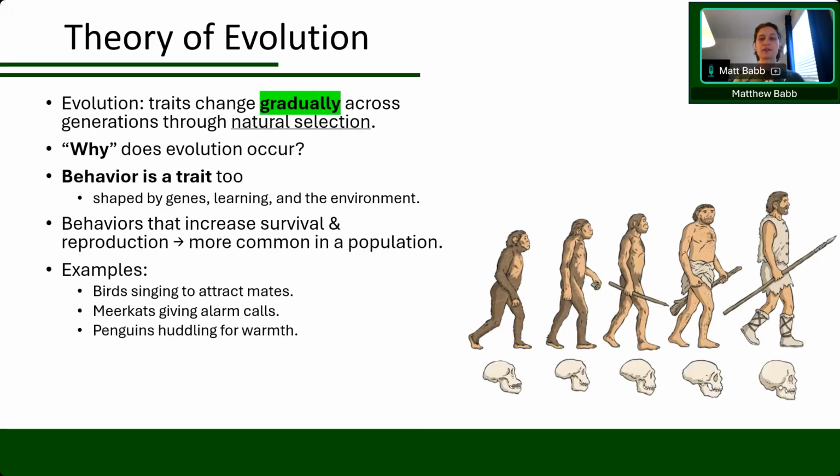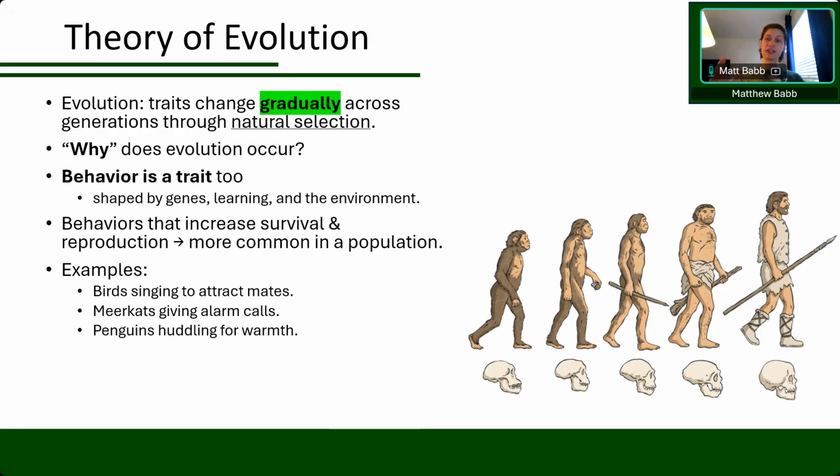Okay, now that we've had some practice, let's move forward to evolution, which is the big foundation for studying animal behavior. Evolution is the gradual change of traits across generations as a result of natural selection. Natural selection is the process by which individuals with traits that help them to survive and reproduce will leave more offspring so that those traits can become more common in a population over generations and generations. That is why evolution occurs.